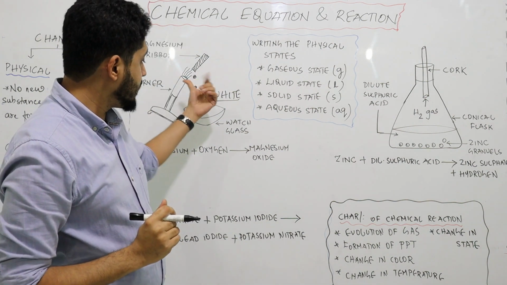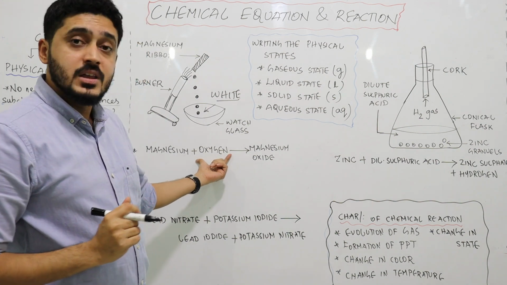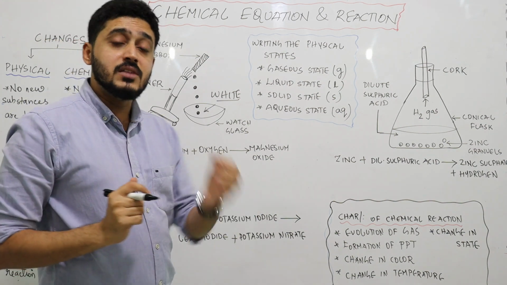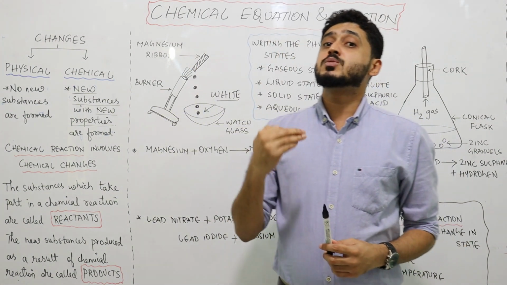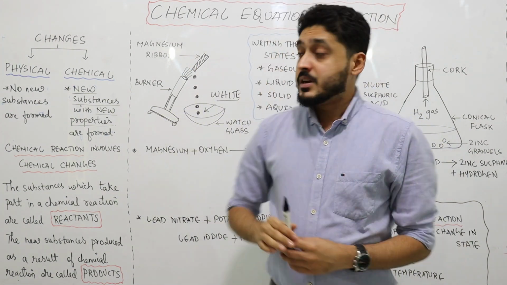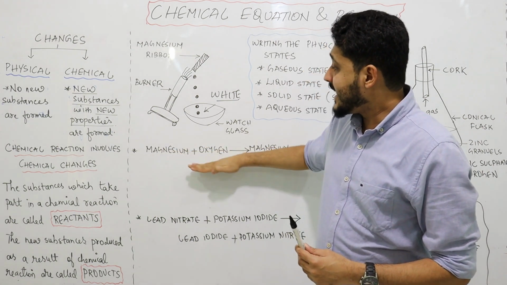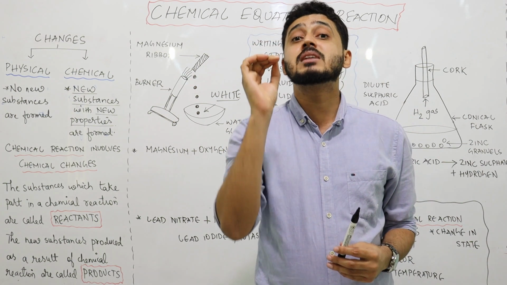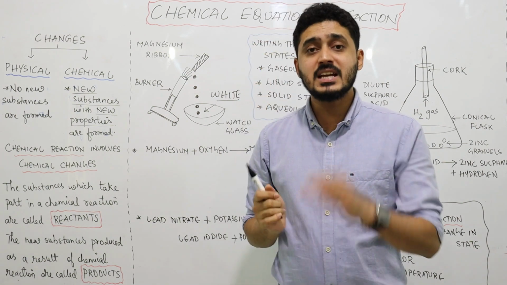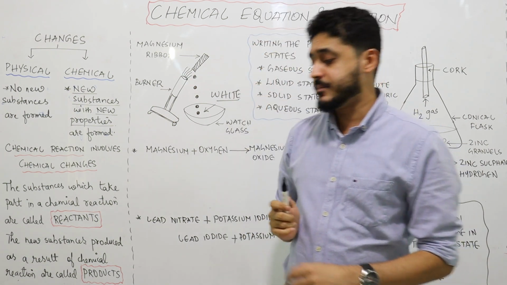Magnesium, when you heat it in the presence of oxygen, gives you white powder. That means a new substance with new properties formed. Now, magnesium reacts with oxygen to give magnesium oxide is an example of a chemical reaction.